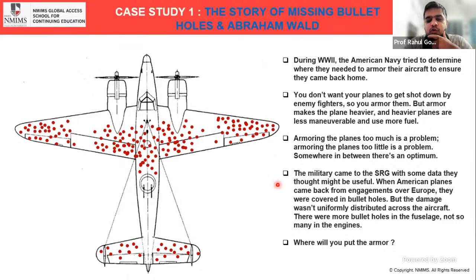But anyways, the bottom line in this example was that we need to see data from all the perspectives. Here they were trying to understand which part of the plane they should armor more, they should strengthen more, so that when they are going to war, there's a higher probability of them coming back. So they were looking at some of the planes that had actually come back from the war and seeing where all of the bullet impacts were. But then there was this statistician who said that this is not the right data that we are looking at, or should be looking at.